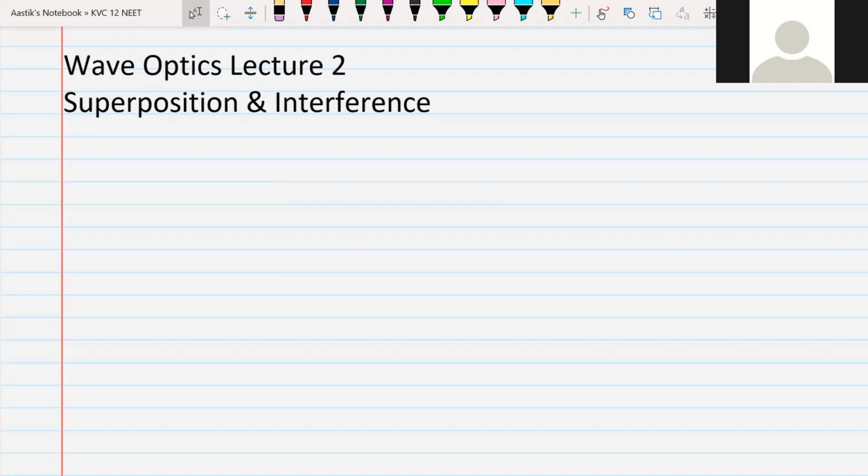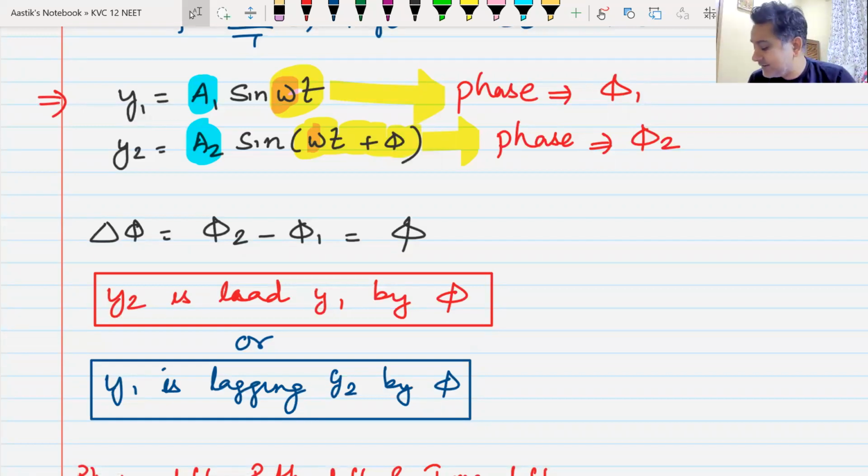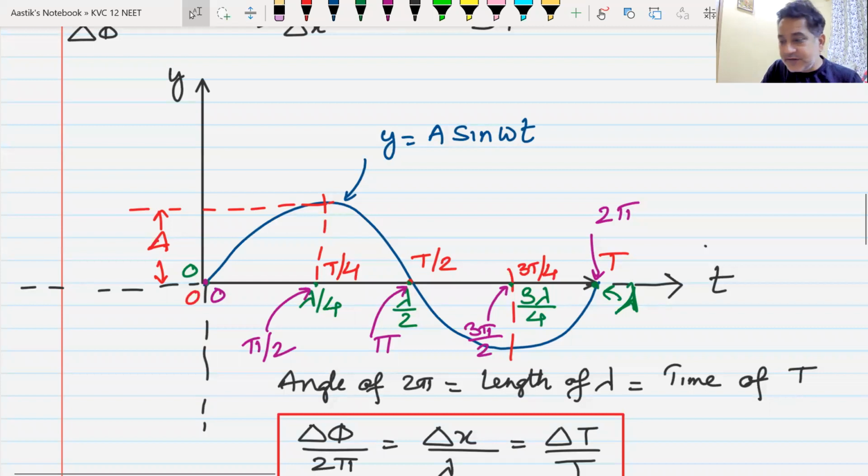In the previous class, we had seen the basic terms of wave. We had seen the wave equation, what is displacement, what is amplitude, what is phase difference, omega, time period, and so on. I hope we remember this. We had also seen what you mean by leading wave and lagging wave, and the relation between phase difference and path difference.